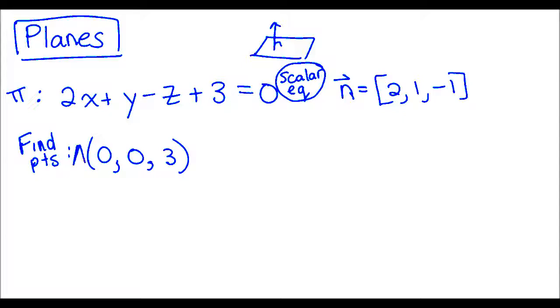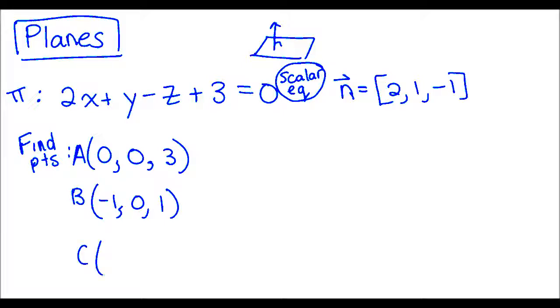I'll call that point A. Then I'll make another point on the plane. Maybe I'll make it (-1, 0, 1). Does that work? That would be -1 times 2, so -2 + 0 - 1. So -2 - 1 is -3, plus 3 equals 0. Cool, that works. So I just found 2 points on the plane.